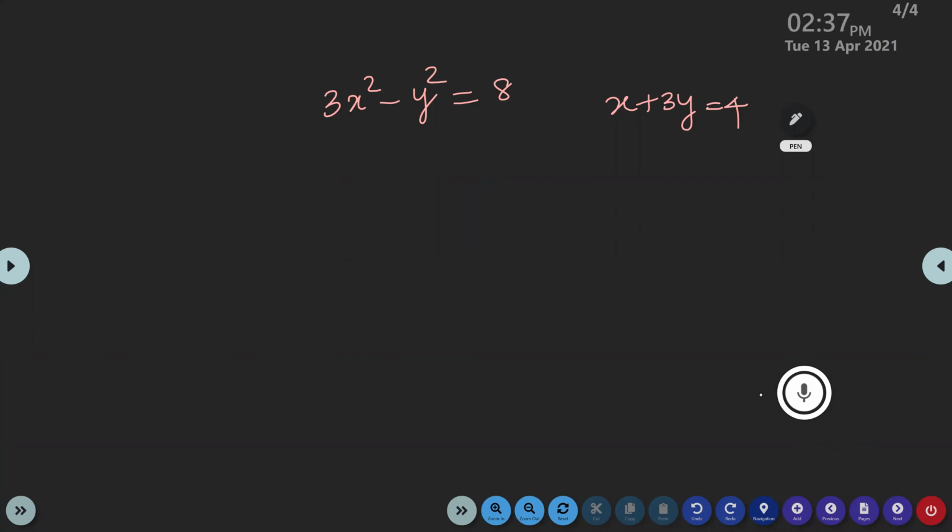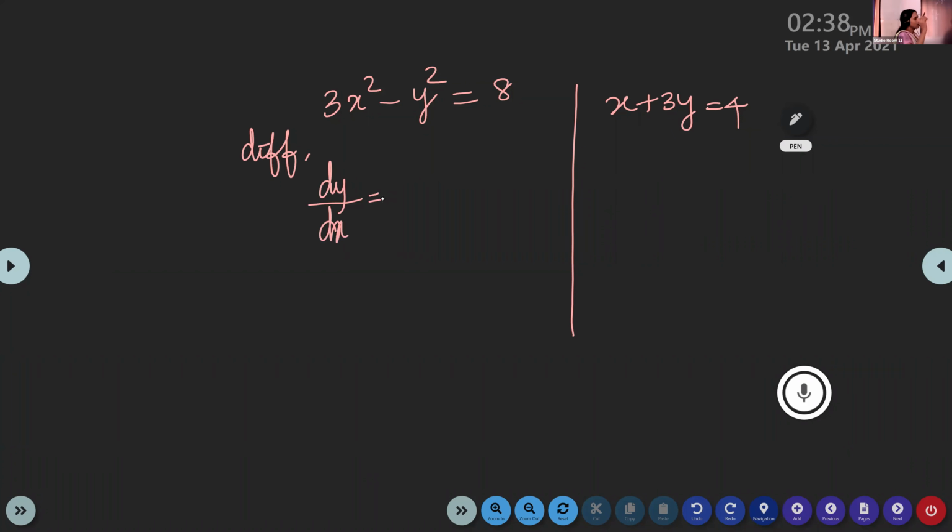So we want to find the normal. Find the equation of normal to the curve, which is parallel to the line. The method is the same. We want to find the slope. Find out the slope of the first curve. Differentiate it. What is dy by dx? You are going to give the answer. I'm not going to do it.